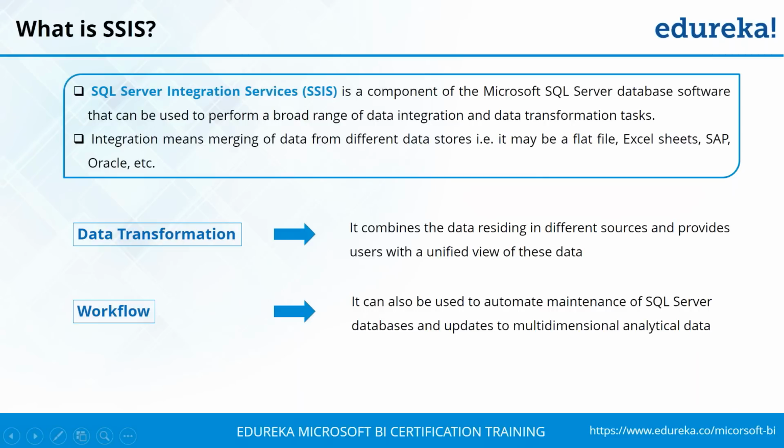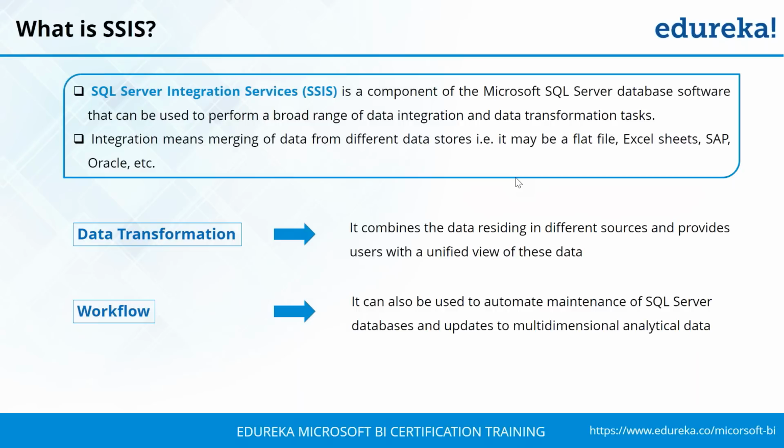Okay. So what is data transformation? It combines the data residing in different sources and provides users with a unified view of this data. So you see, data might be coming from different external sources. You can have a unified view of all these external data sources.